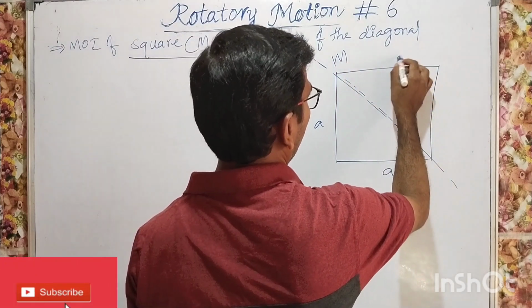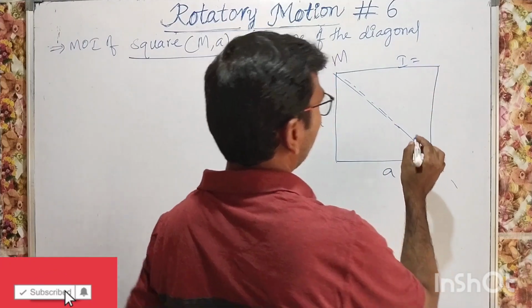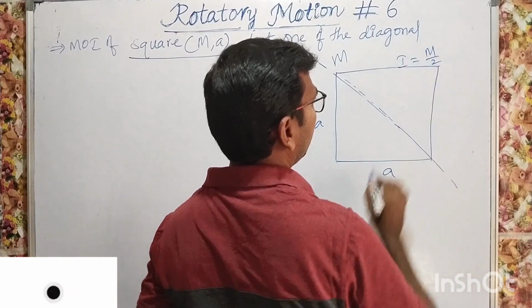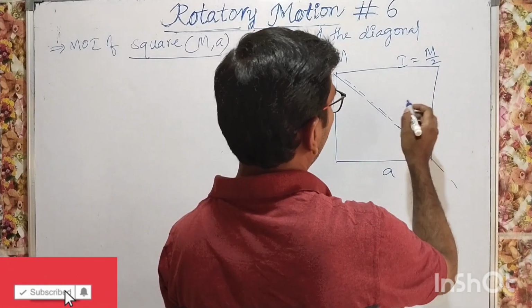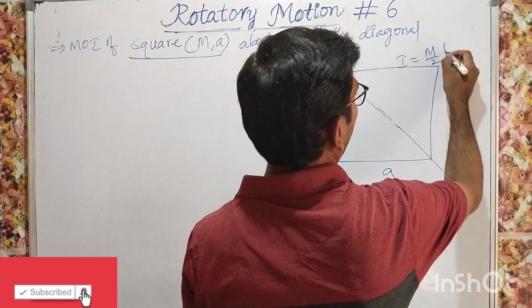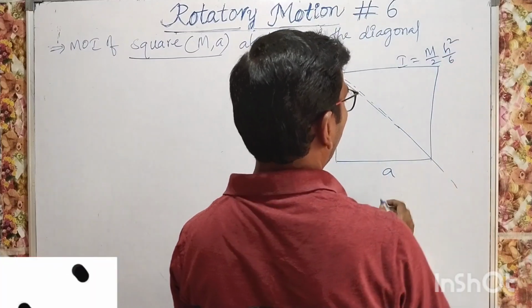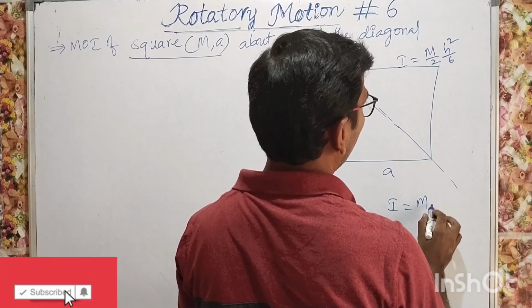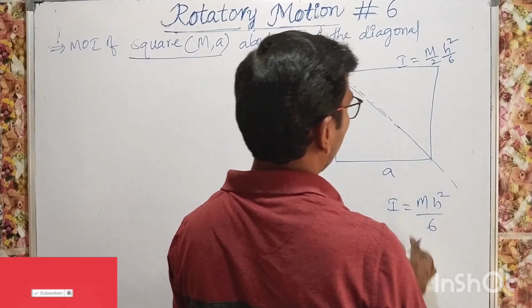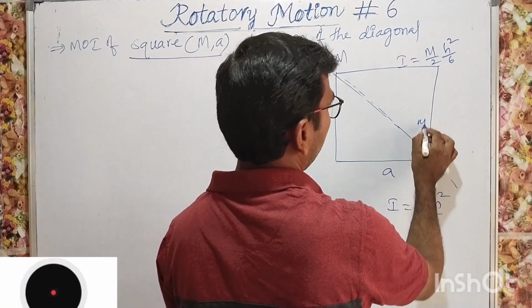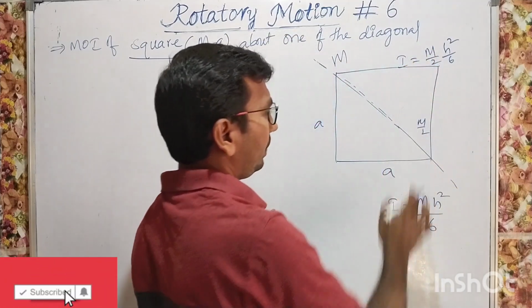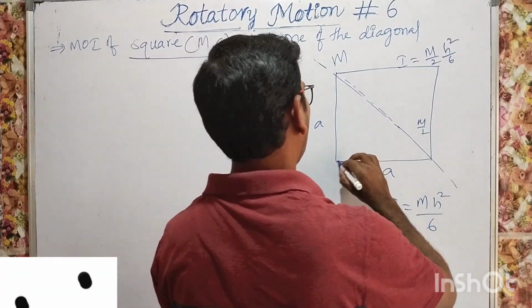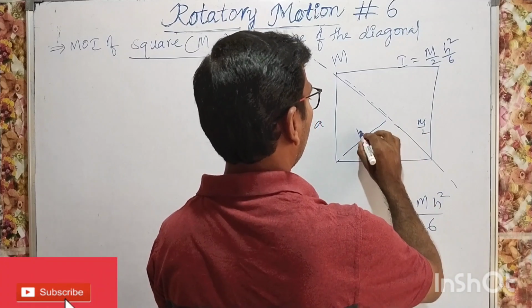For this triangular lamina, what is the moment of inertia? I is equal to mass m by 2, height h square by 6. We know the triangular lamina moment of inertia is I = m h square by 6. Here this mass is m by 2, so that's why I wrote m by 2, h square by 6. You can find out the h here.